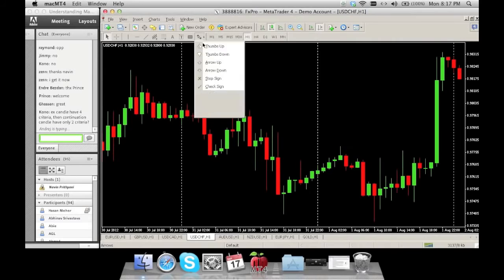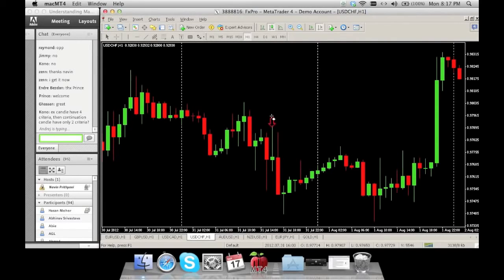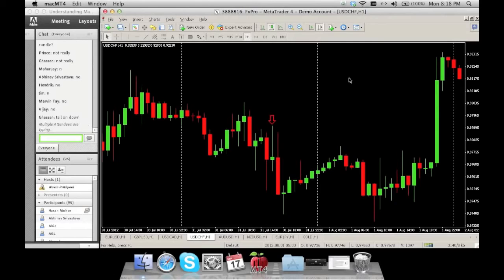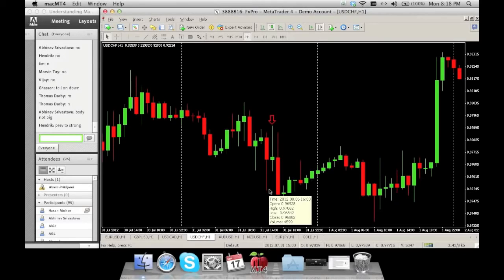Now, is this a trend continuation pattern? Not really, no. Good, very good. Not a trend continuation pattern. First of all, the immediately previous candle, forget the body and everything, the previous candle is way too big. Okay, Hendrik, very good. Moving forward.